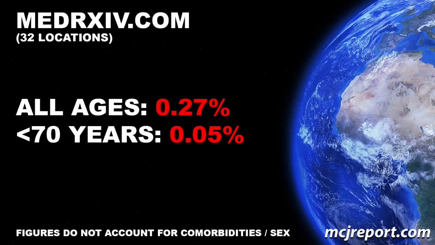All right, now finally here, we have the publication from medrxiv.com, over 32 locations, all ages. The published estimated risk of dying from COVID here, 0.27%, or if we're looking at only people younger than 70 years of age, it comes in here at 0.05%. Okay, so that's like 99.95 survival, I believe, if you were to convert it to a survival rate. We have here, figures do not account for comorbidities or sex. That's right. So that's that particular study right there.